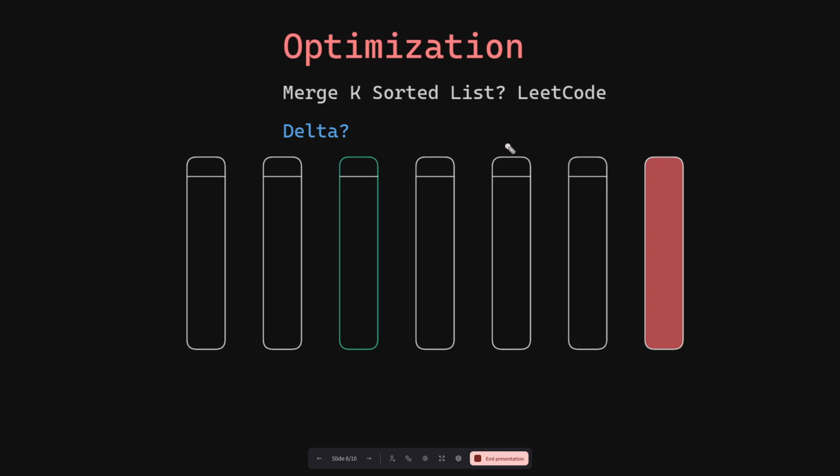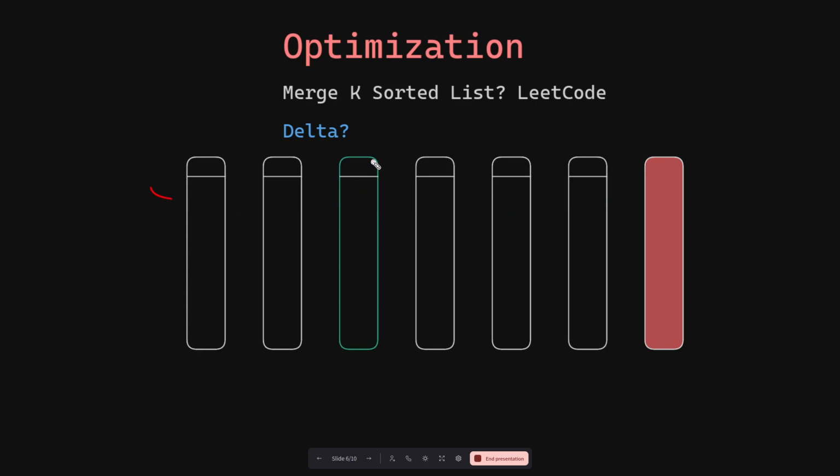For this container, the delta is the profit of this subarray, but for this container, the delta value is the profit of this subarray. So if there was no delta, then from experience of solving this merge k sorted list, which is a famous interview problem on LeetCode, I knew that we could solve it in k log n by adding the representative of each of the container in a max heap.